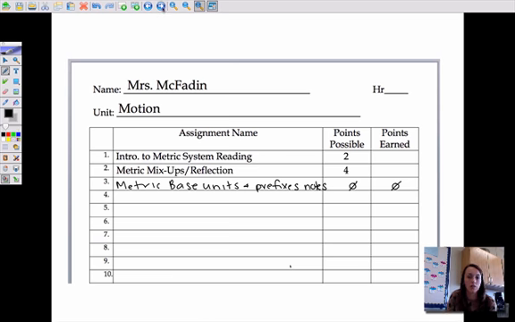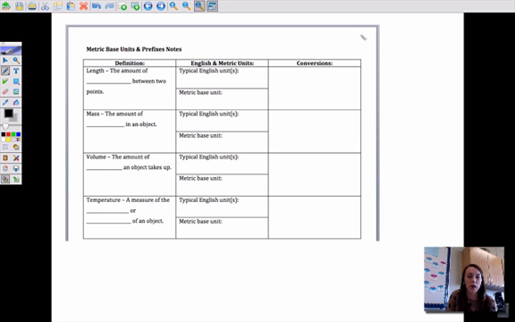The next thing you need to do is to find the sheet of paper in your binder that looks like this. It says metric, base units, and prefix notes at the top. At the right-hand corner of that, you need to put a number 3 because that's the slot we put on our assignment sheet. Now there are 4 aspects of the metric system we need to define: length, mass, volume, and temperature. So first we're going to talk about length.